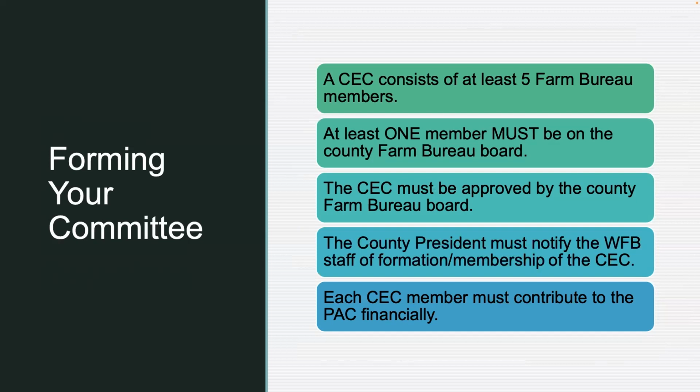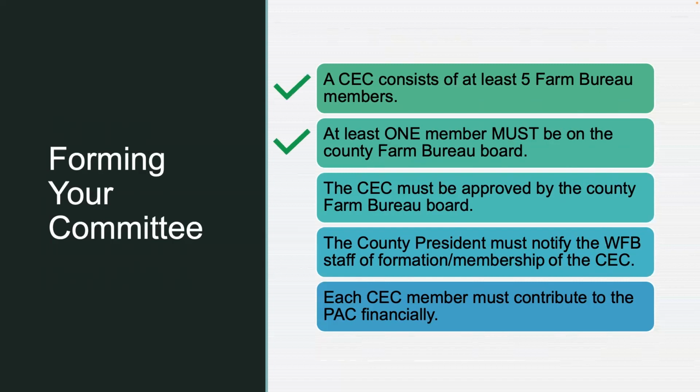Now, how do you form a CEC? How is it compiled? How is it made up? First, a CEC consists of at least 5 Farm Bureau members. You can have more than that, but it has to have at least 5 members, and each of those 5 members must be Farm Bureau members. All right. And at least one of those members needs to serve on the county Farm Bureau board, be a part of that particular county's Farm Bureau board of directors.